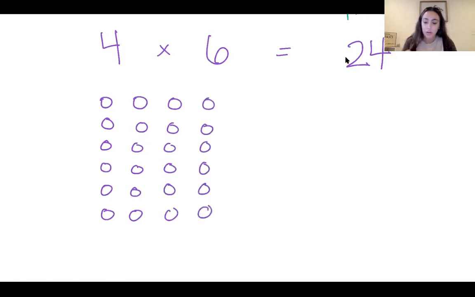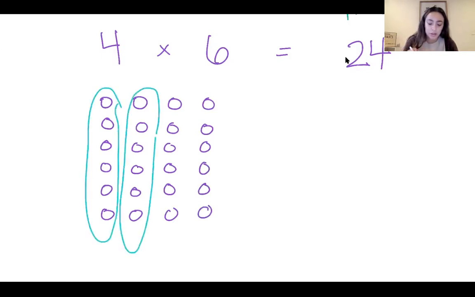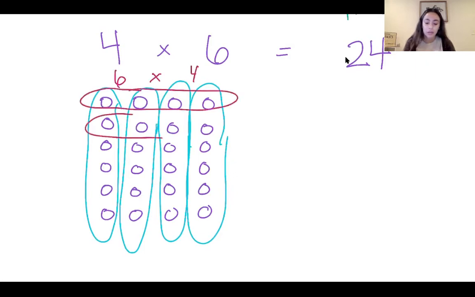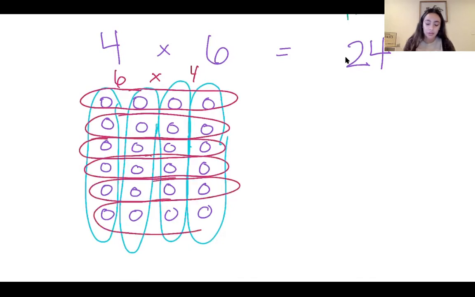Okay, so we have 1 group of 6, we have 2 groups of 6, we have 3 groups of 6, and 4 groups of 6, okay? And then if we switch it, let's use the color pink. If we are going to switch it back to 6 times 4, we have 6 groups of 4. Look at this. 1, 2, 3, 4, 5, 6. 6 groups of 4, okay?